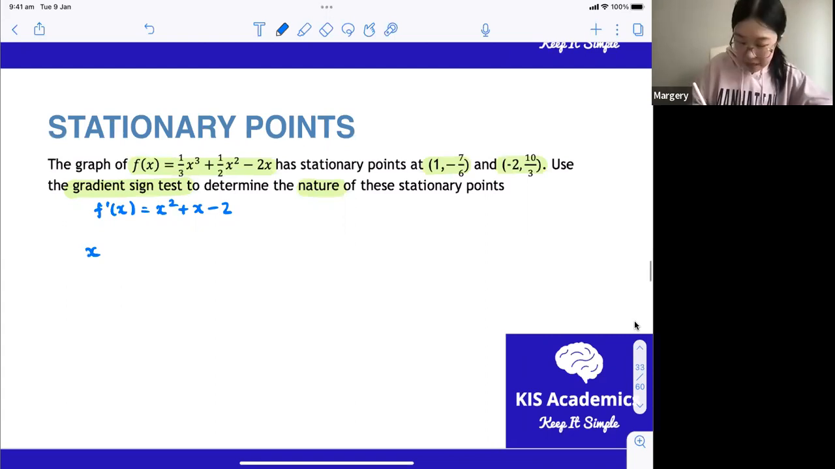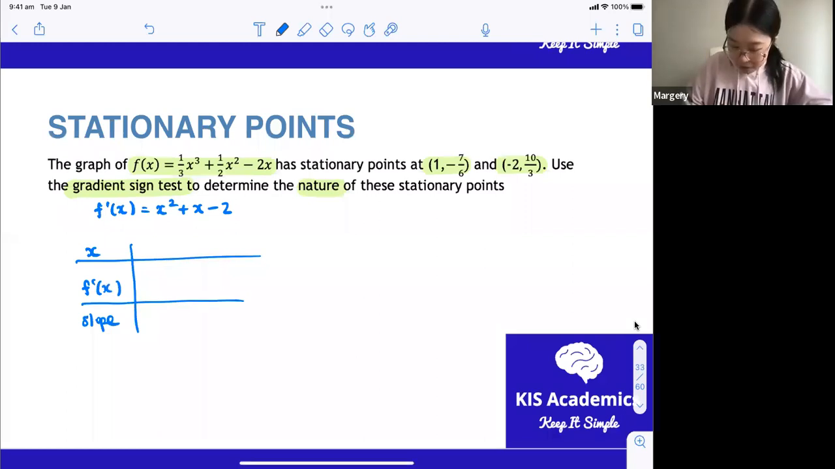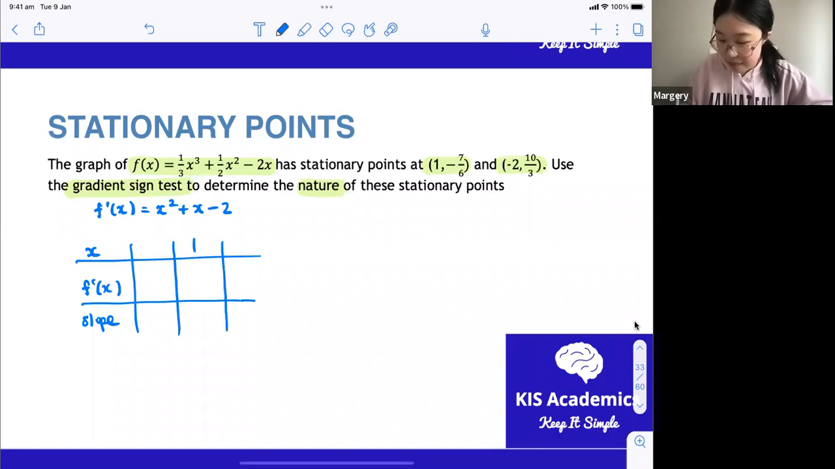So if we have x, then we have f dash of x down here, and we label this next part our slope. So this would be our table here, where we have 3 values. This middle value here would be the x value of my first stationary point that I'm testing. So let's just say I test this point over here first. Then I take a point slightly less than 1, so I'll take 0, and another point slightly greater than 1, which I'll say 2. And you can take any number, just not too large, because then we might go a bit over the stationary point. So we might miss the stationary point if there's another one between those 2 x values. So we take a value that's slightly smaller and slightly larger than the value we have for our stationary point.